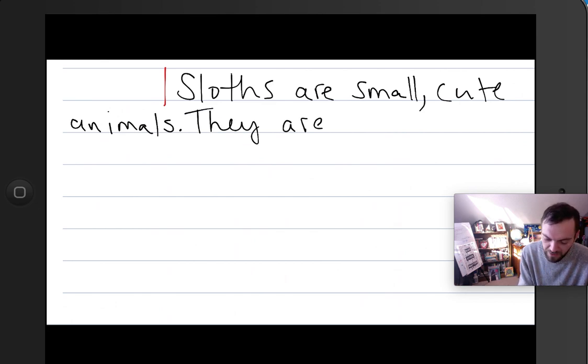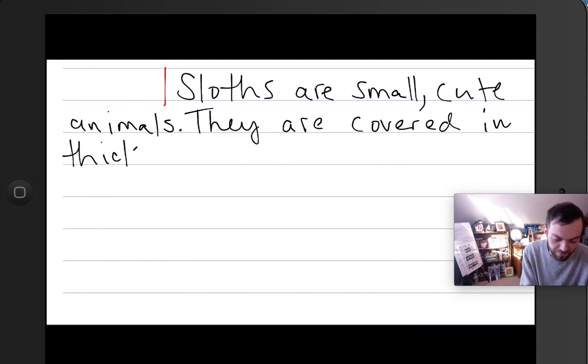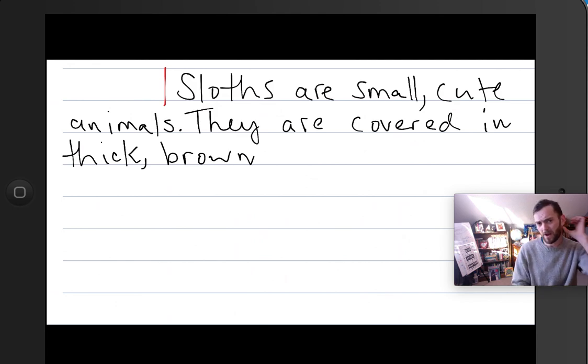They are covered in fur. We'll say thick fur. We'll say thick brown fur. When someone is reading your paragraph, you want them to be able to imagine in their mind's eye, it's like their imagination, what it is that you are writing. If your writing can't help somebody see it, or maybe even draw it, then maybe you need to add some more details. They are covered in thick brown fur.